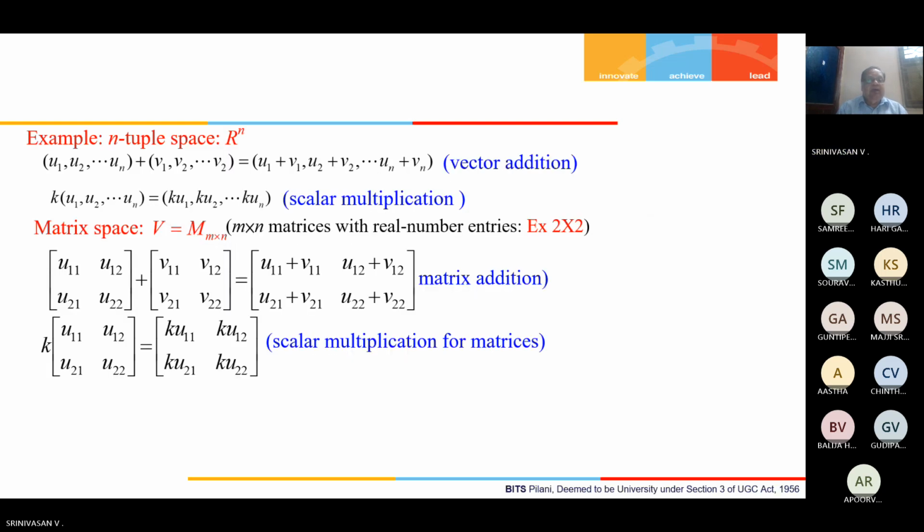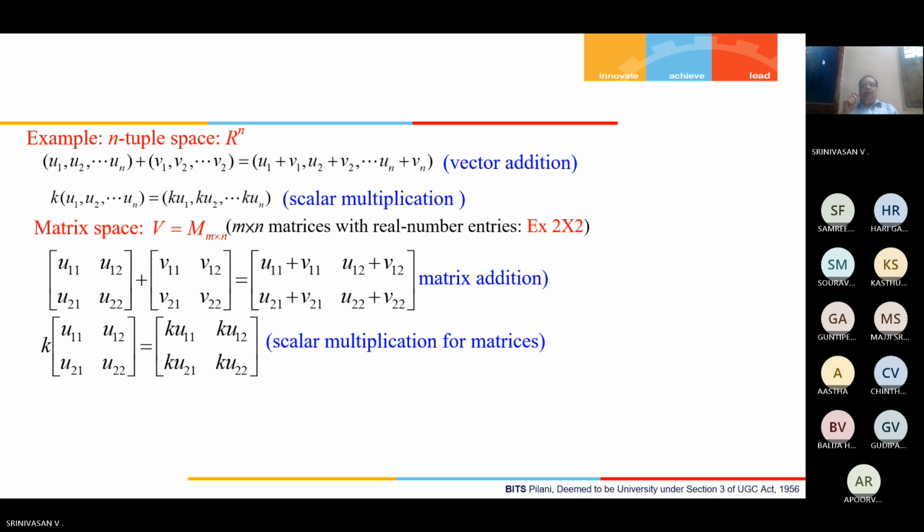Now, n-tuple space, Rn. So you have vectors. Every vector is an ordered n-tuple. U1, U2, up to Un is one vector, say U. V1, V2, up to Vn is another vector V. What is U plus V? Addition of vectors. So you should also know the practical addition. How do we do it? What is vector addition when it comes to vectors in n-tuple space, Rn?